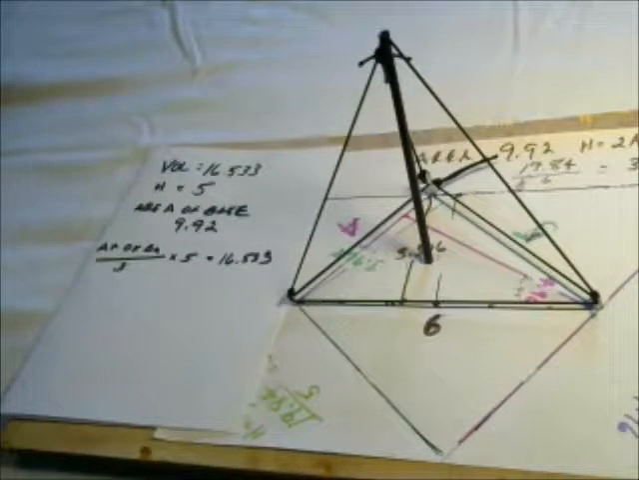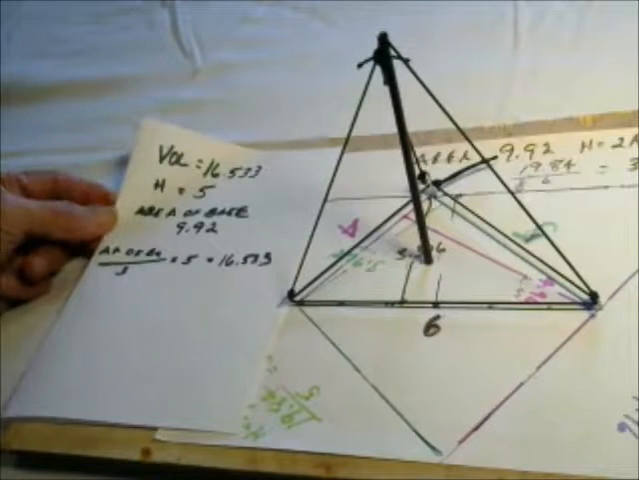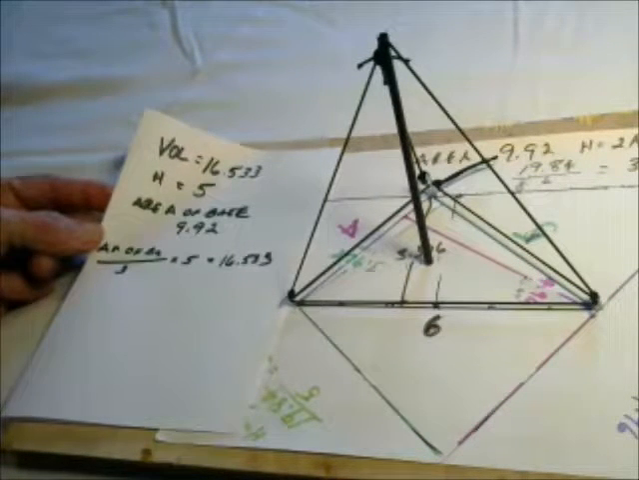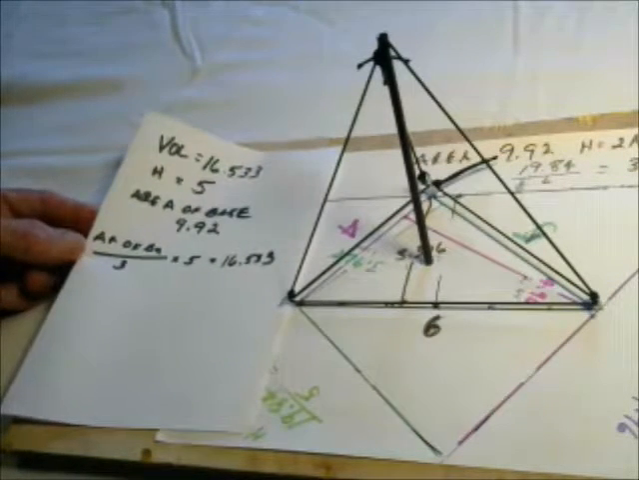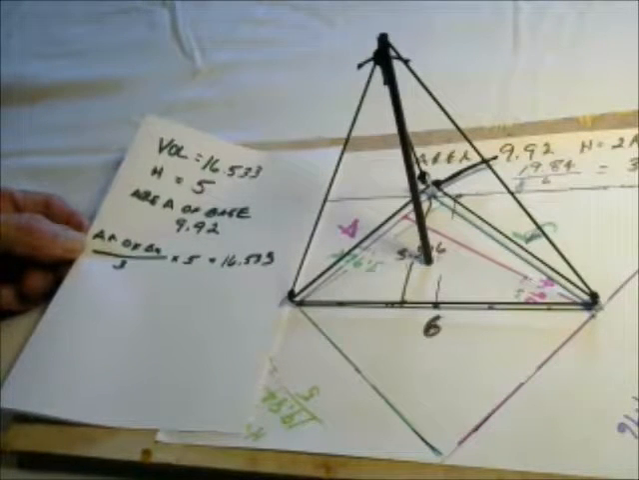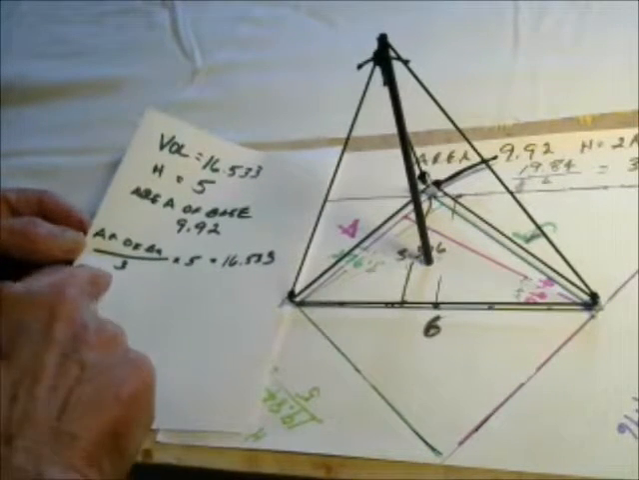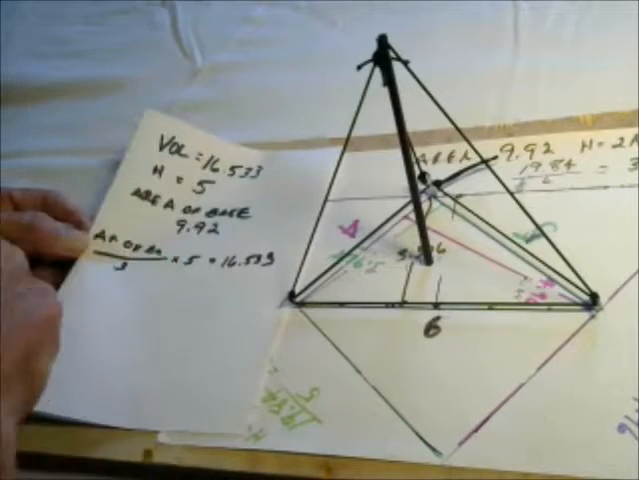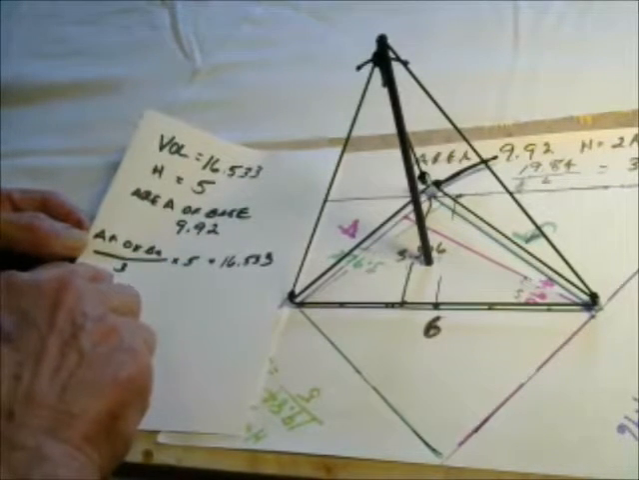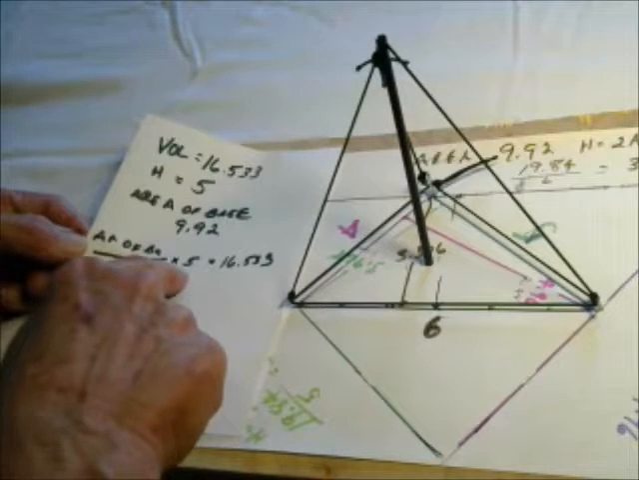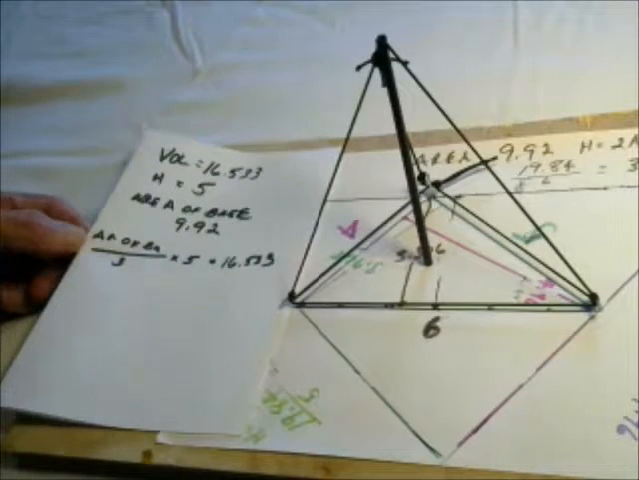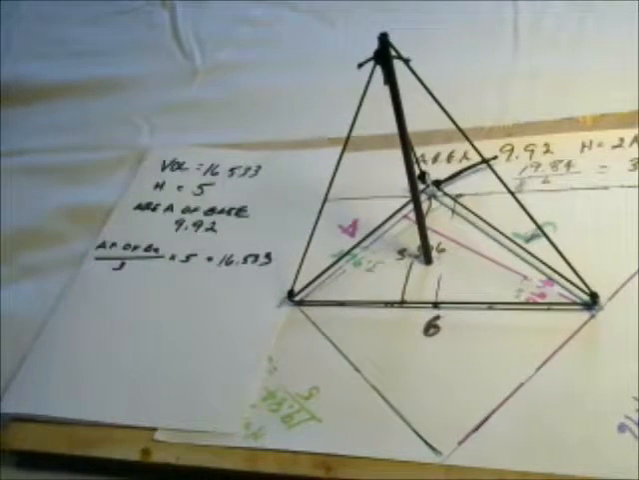So anyway, that is pretty much what I wanted to show you in this video. That, of course, the formula for volume of a tetrahedron is the area of the base divided by 3 times the height. So in this case, the area of the base is 992 divided by 3 times 5, which is 16.533, the volume. But I really want you to think about the constancy involved here.